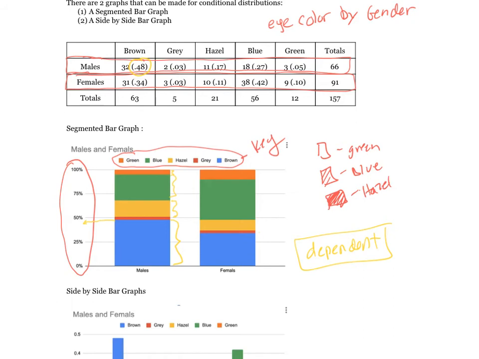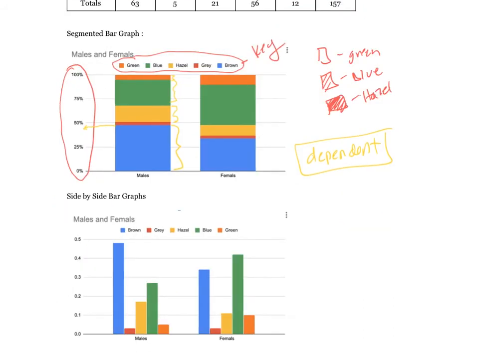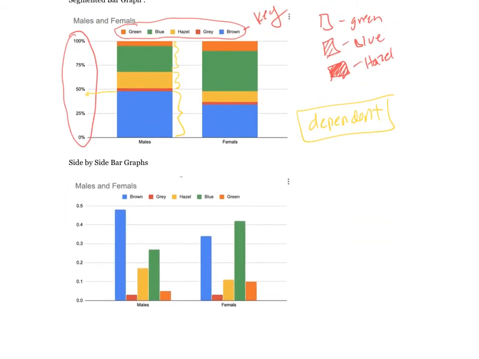Another type of graph is called the side-by-side bar graph. And that is simply, instead of stacking the bars, you put them next to each other. Okay. So notice this time, I only have to scale the y-axis to 50% because the biggest group that was in the table was the male brown at 48%.